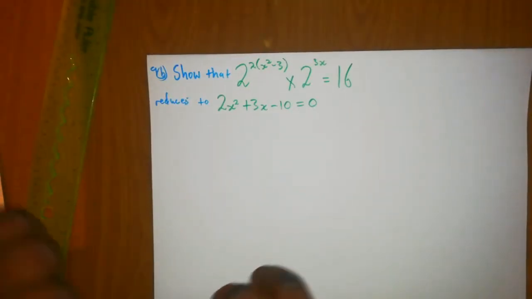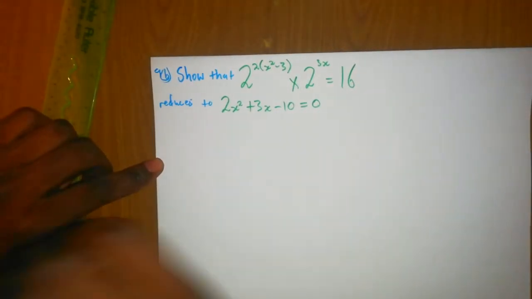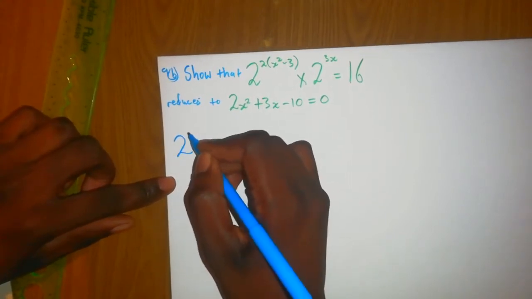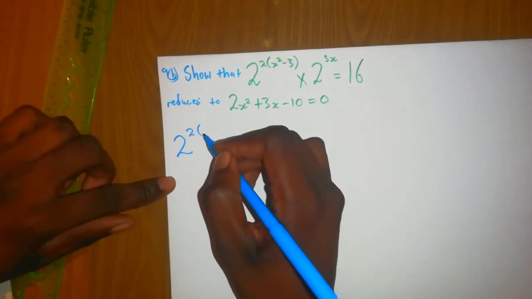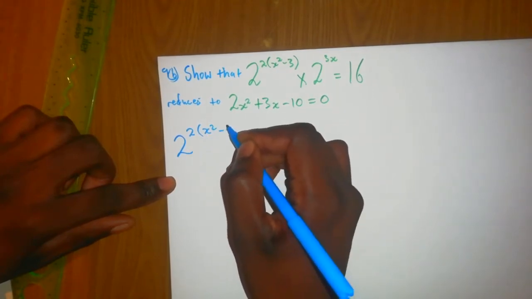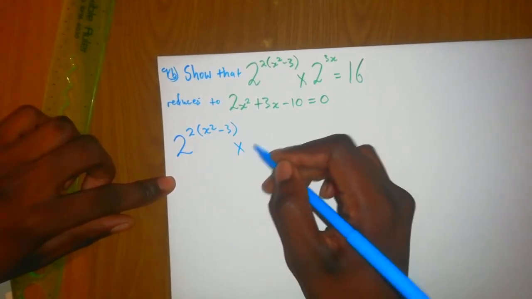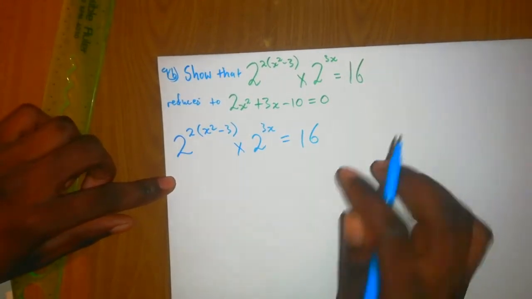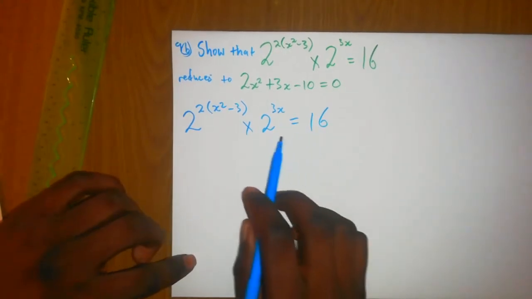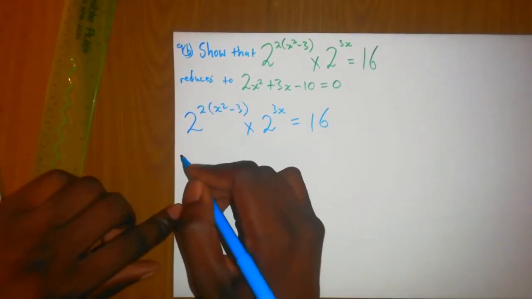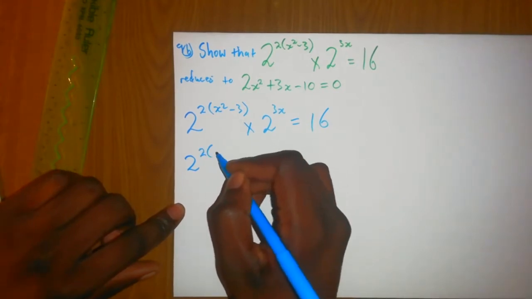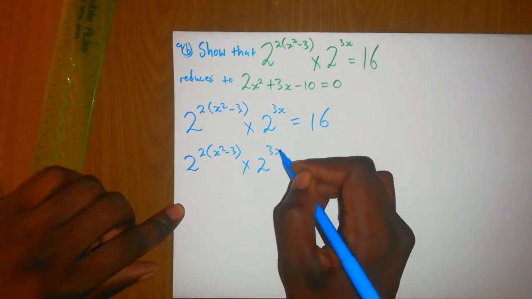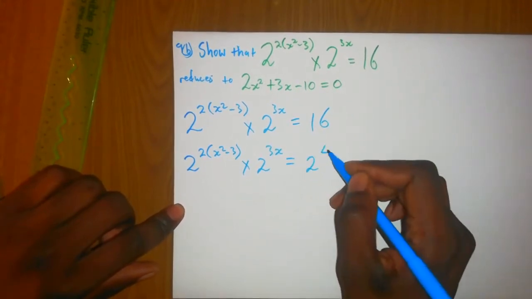There is the question. I'm going to copy it down here and say I'm now solving it. Since I have copied the question, it's now 2 to the power 2, then bracket x squared minus 3, times 2 to the power 3x is equal to 16. It's simple. Again, I have to convert the 16 and raise it to the same base like these other two. So it's 2 to the power 2 bracket x squared minus 3, times 2 to the power 3x is equal to 2 to the power 4.